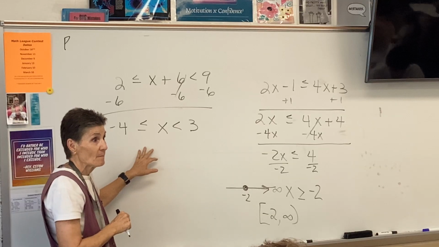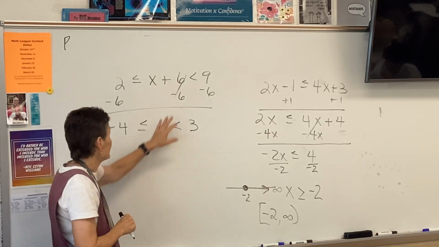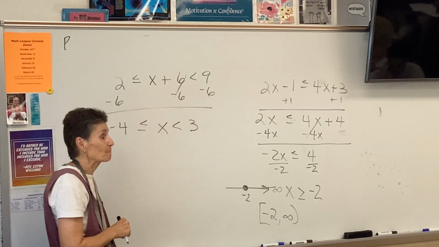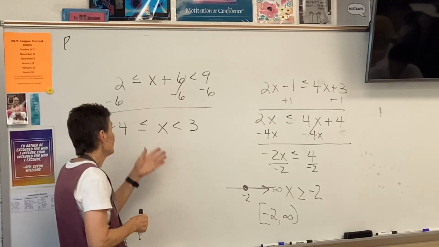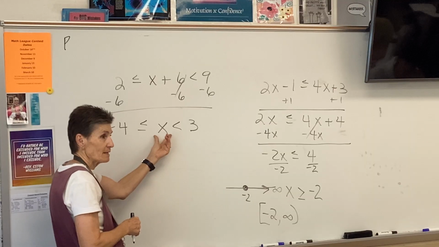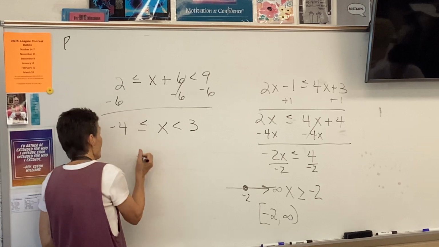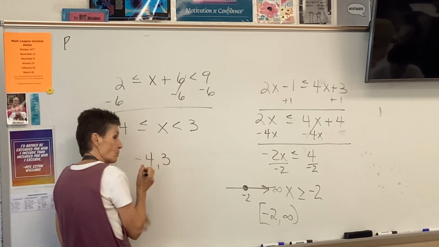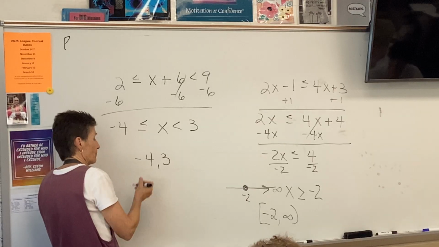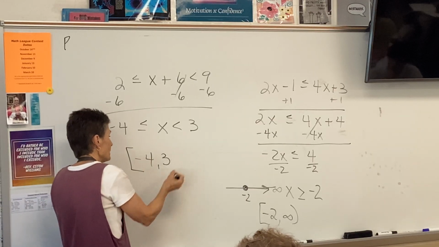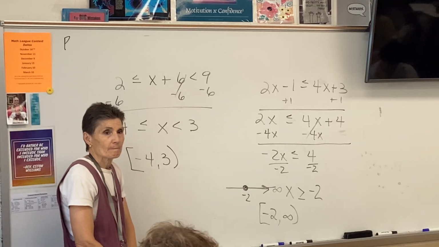Do you always use the middle number? You always are trying to get X by itself. So I need to get rid of that 6. It's just like solving. You want X equals, in this case now, X is by itself. So what interval would that be? I have a -4 and I have a 3. So there are my numbers. Brackets or parentheses. Bracket over here and parentheses there. Right?